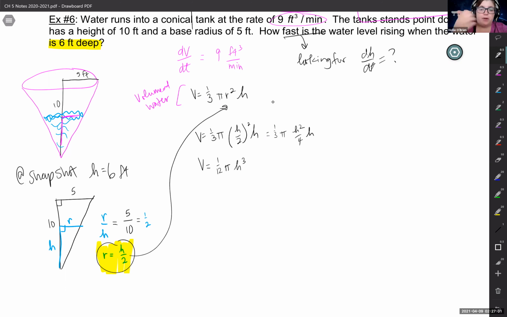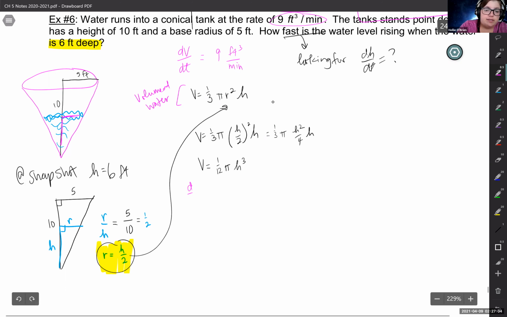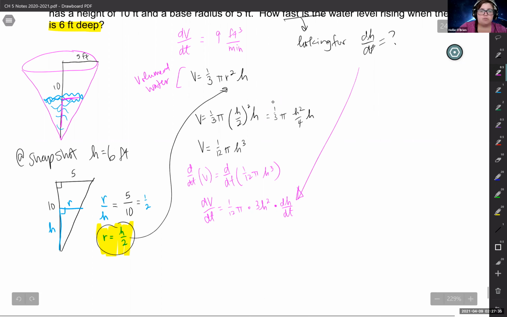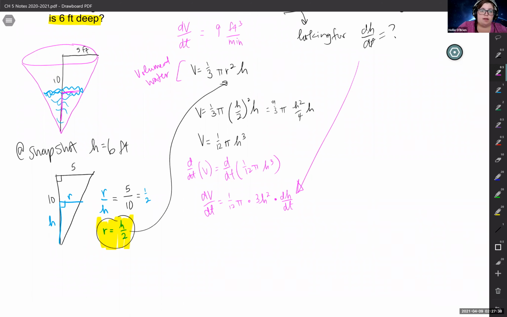I'm sorry about that. Okay, let's take the derivative. So d/dt, take the derivative with respect to time on both sides. The derivative of H cubed is 3H squared times, because we're taking the derivative with respect to time, we have to tack on how H is changing with respect to time, so dH/dt. And that's what we're looking for. We're so close.